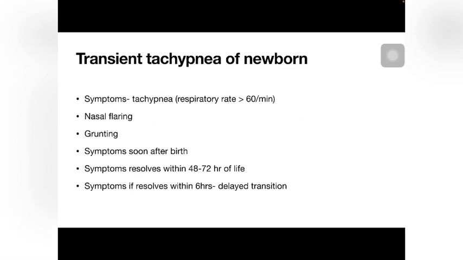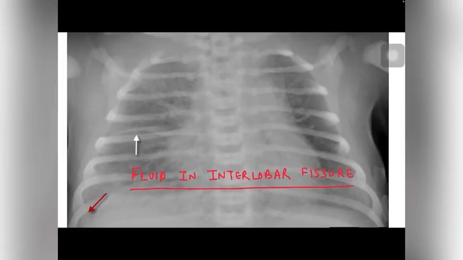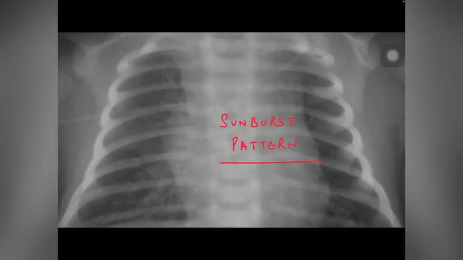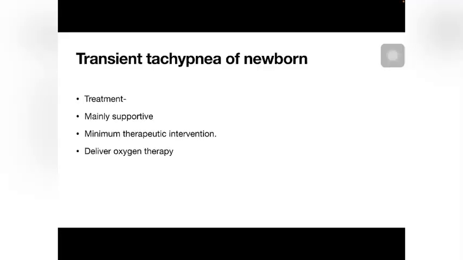Symptoms include tachypnea, which means respiratory rate more than 60 per minute, nasal flaring, grunting. The symptoms start soon after birth, but start resolving within 48 to 72 hours of life. And if the symptoms resolve within 6 hours, it is called delayed transition. This is an X-ray of transient tachypnea of newborn showing fluid in the interlobar fissure. This is also an X-ray of transient tachypnea of newborn showing sunburst pattern.